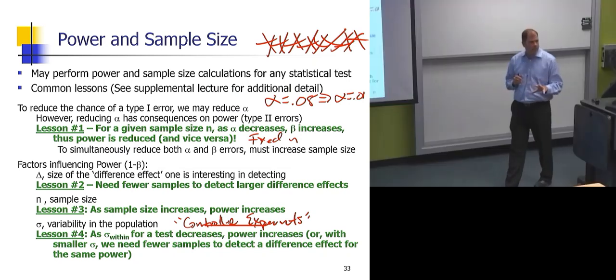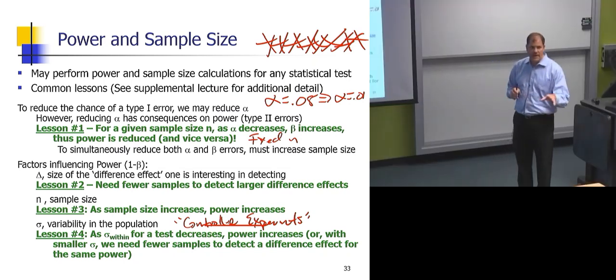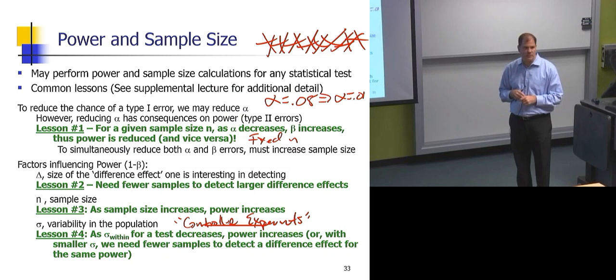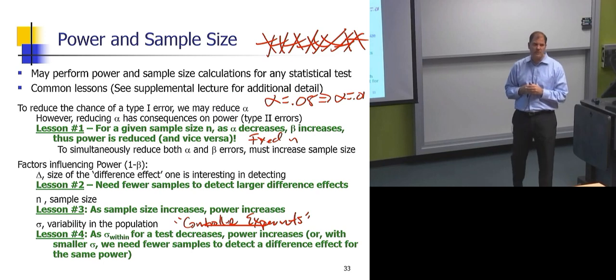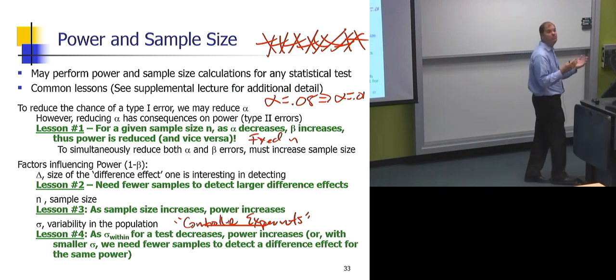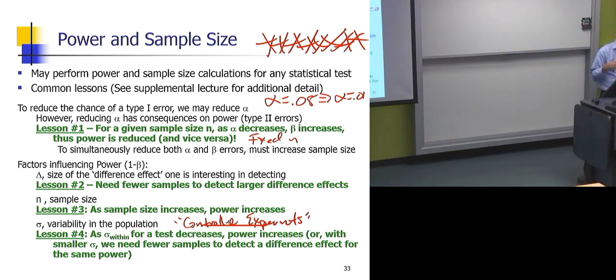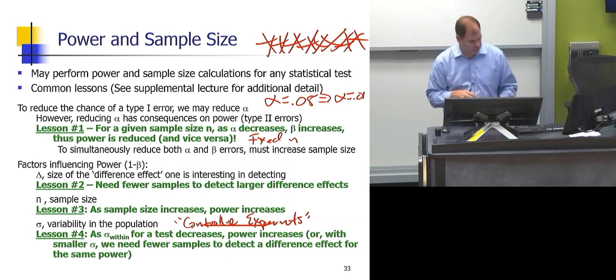A side note, which has more power to detect the difference? A paired t-test or two independent samples t-test? Which do you think can detect smaller differences? Paired t-test. A paired t-test is going to have the ability to detect a smaller difference, or be a more powerful test.